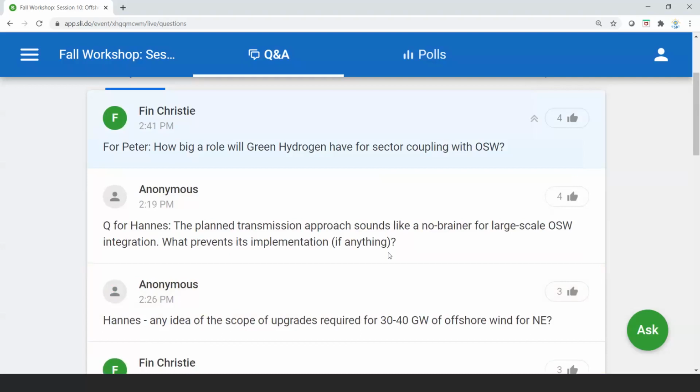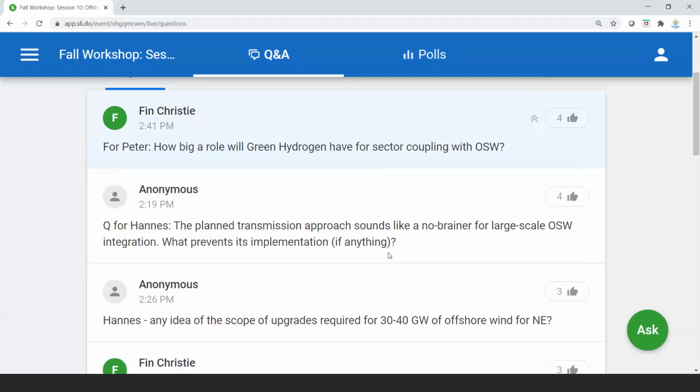Excellent, thank you. Next question is for Hannes. The planned transmission approach sounds like a no-brainer for large-scale offshore wind integration. What prevents its implementation, if anything?